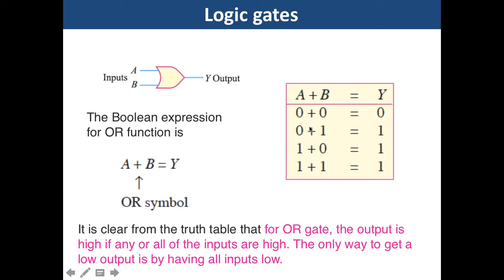From the truth table it is clear that for the OR gate, the output is high if any or all the inputs are high. The only way to get low output is by having all inputs low. If you put all inputs low, your output is low. So this is the OR gate.